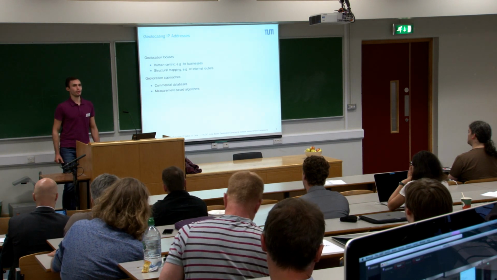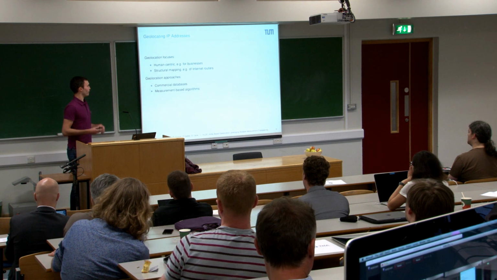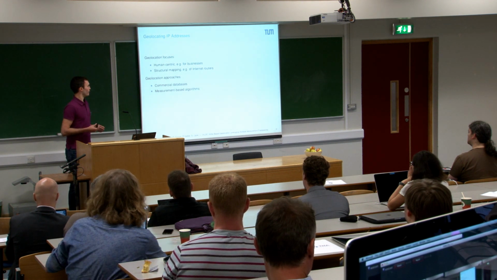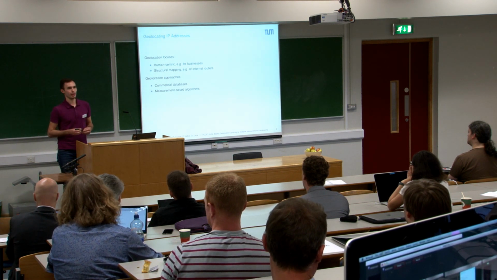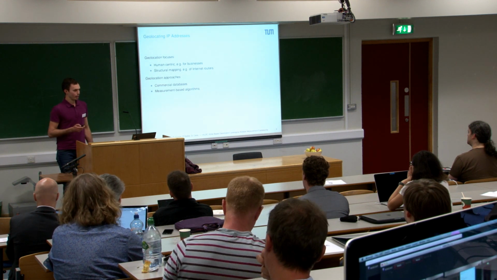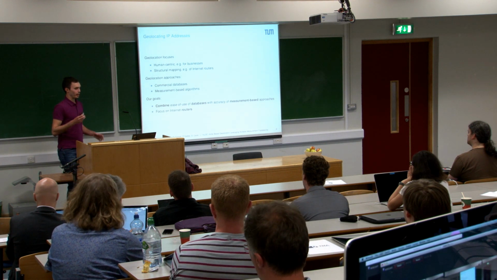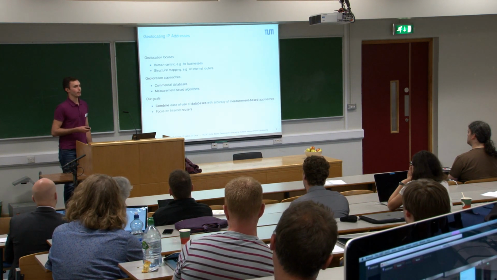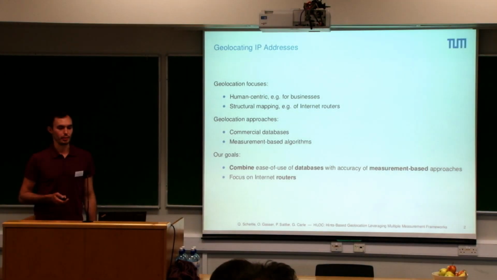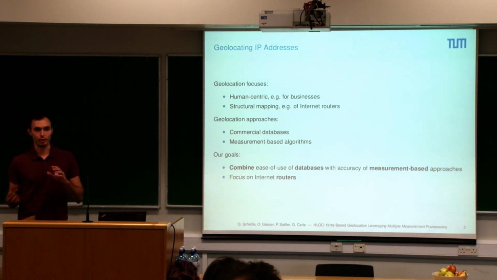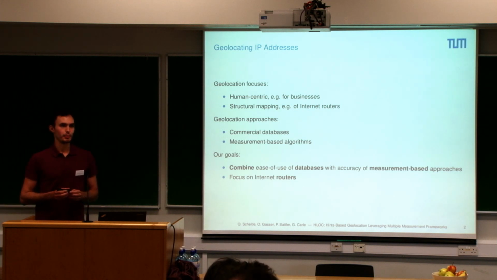There are two main approaches if you're doing IP geolocation, and these are either using commercial databases such as GeoLite database or IP2Location database, or a measurement-based approach where you leverage latency to determine a certain location. And in our approach, our goals are to combine both of these approaches and take the ease of use of the database approach and combine it with the accuracy of the measurement-based approach. And specifically, we want to focus on internet routers, so the structural mapping part of the internet, specifically because we found that for routers, the commercial databases have a very low accuracy.